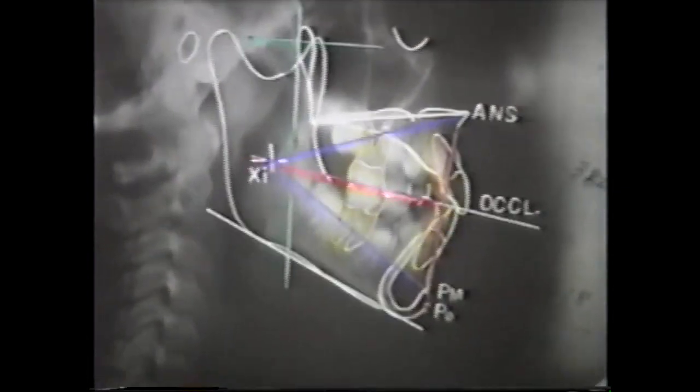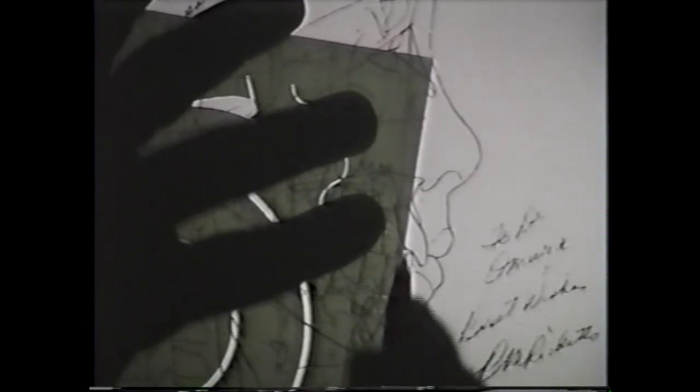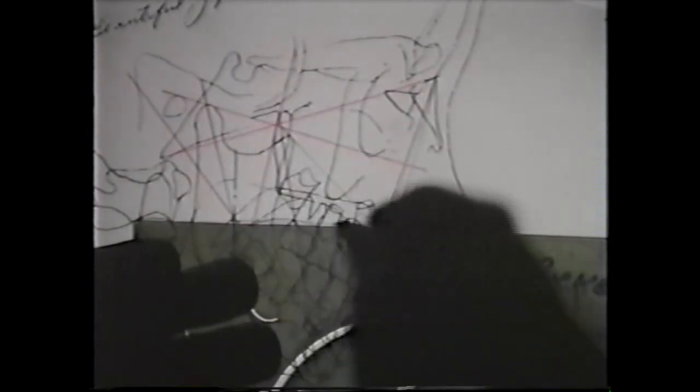Now, draw the APo plane. These are references for the teeth together with the pterygoid vertical.